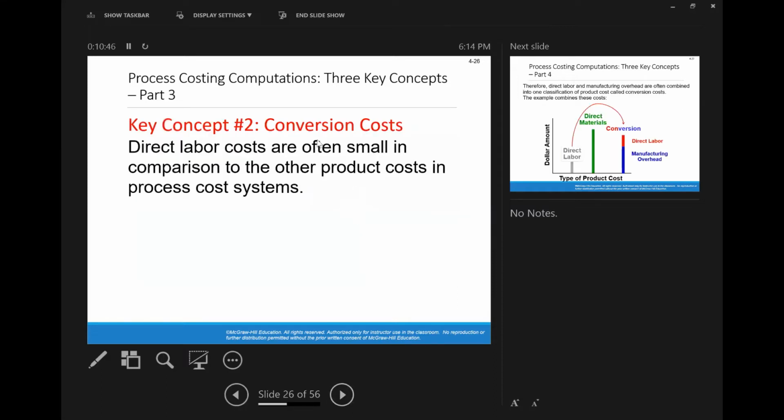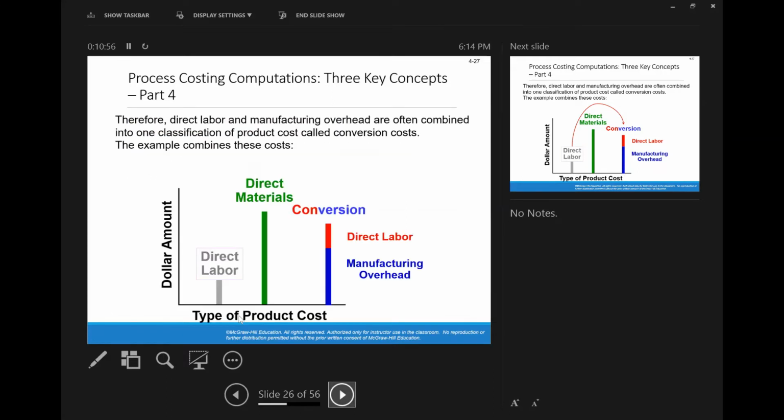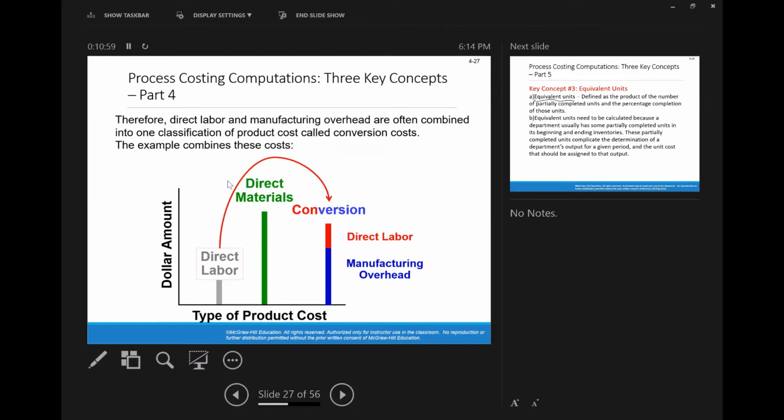All right, conversion costs. So we have direct labor. They're often small in comparison to the other product costs that are in the process system. So this is a little diagram that shows you that some of that labor is going into the conversion costs. And then we have our direct materials here. So our conversion costs, which is that direct labor and manufacturing overhead.